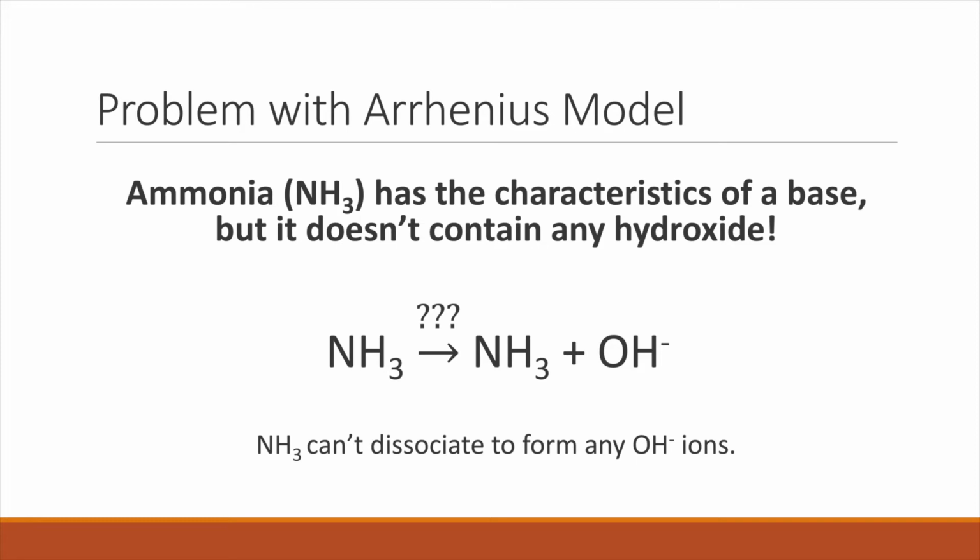Ammonia, NH3, has the characteristics of a base. We haven't talked about the characteristics yet. We will later in this video. But everything we know about ammonia says, hey, this is a base. The problem is it doesn't contain any hydroxide. I don't have a way for NH3 in solution to produce OH minus. It can't dissociate to form OH minus ions. It doesn't even have oxygen in the molecule. This was a huge issue.